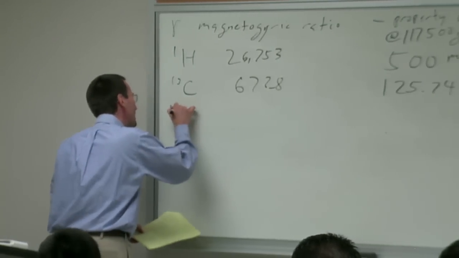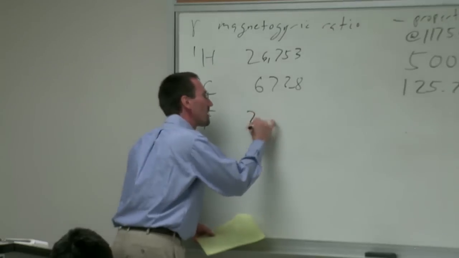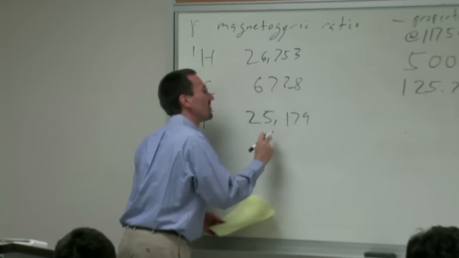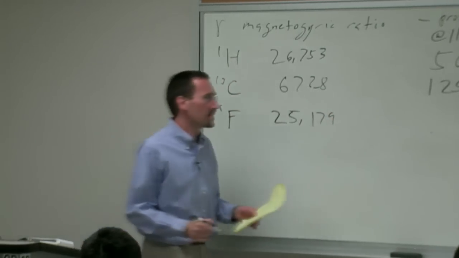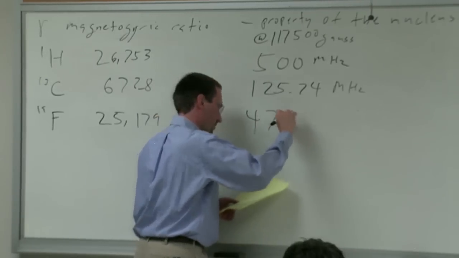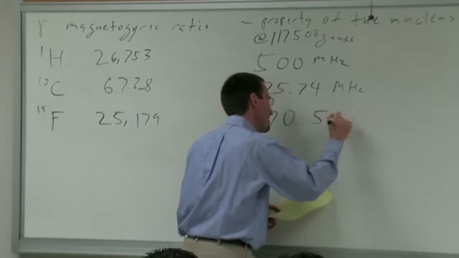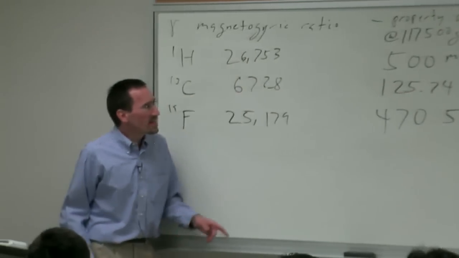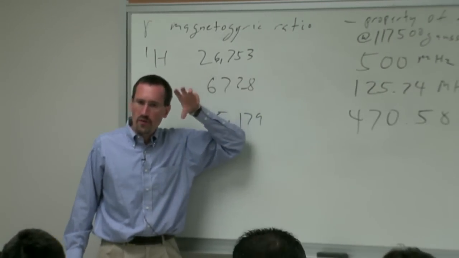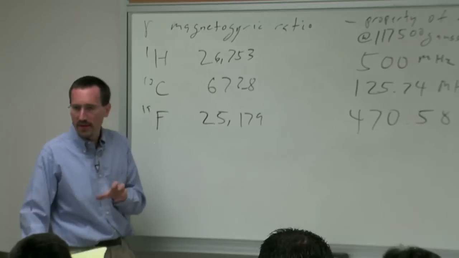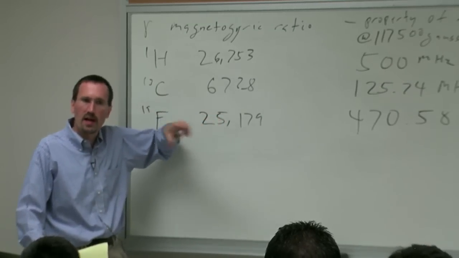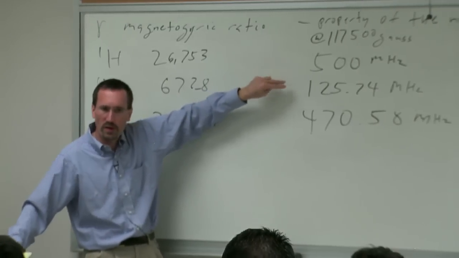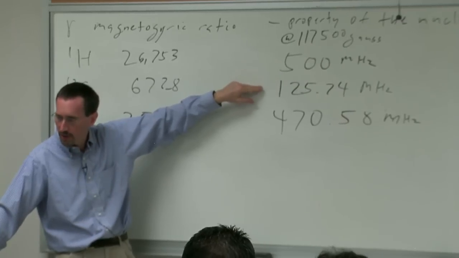All right. Fluorine-19 isn't so bad. Its magnetogyric ratio is 25,179. So that corresponds on the same spectrometer to 470.58 megahertz. Usually it takes certain types of probe technology, we'll talk more about that later, but certain types of coil technology to tune to higher frequencies and certain types of coil technology to tune to lower frequencies.